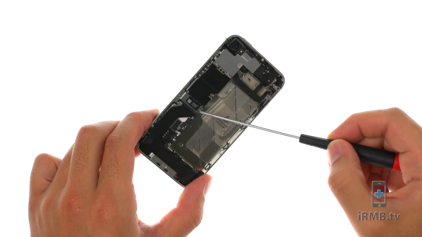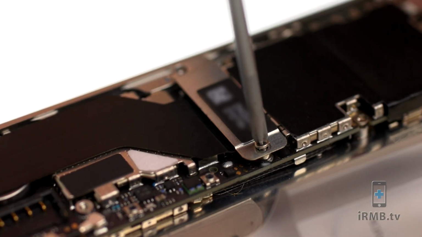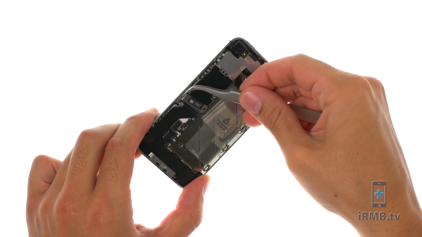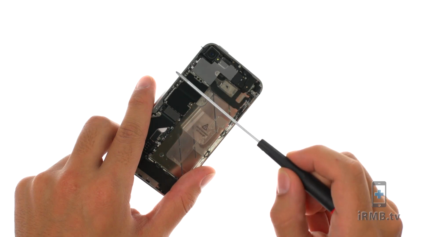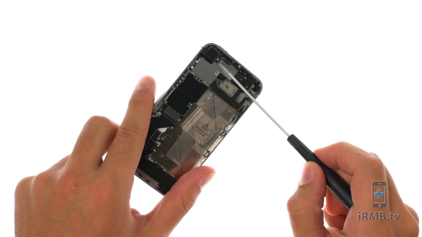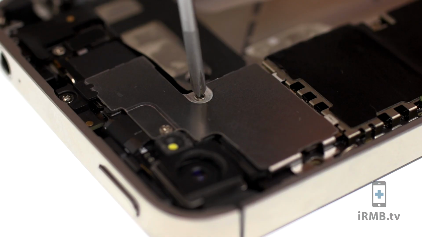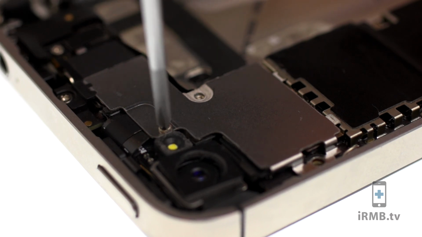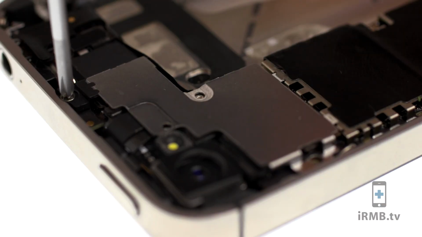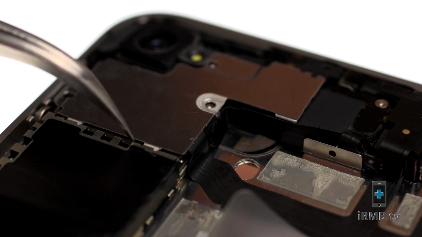Remove the following two screws. And remove the dock connector flex cover. Remove the following four Phillips screws securing the cable cover to the motherboard. And remove cable cover.